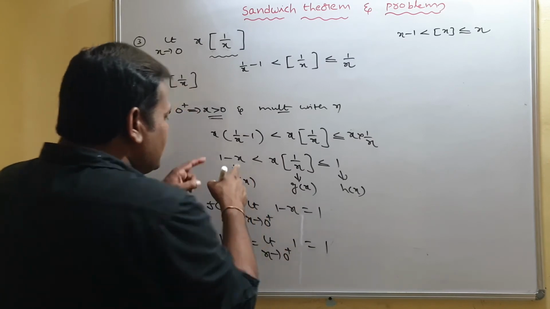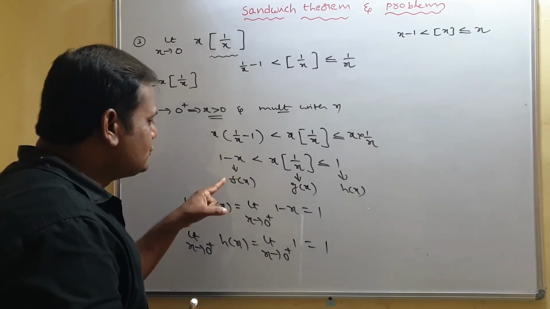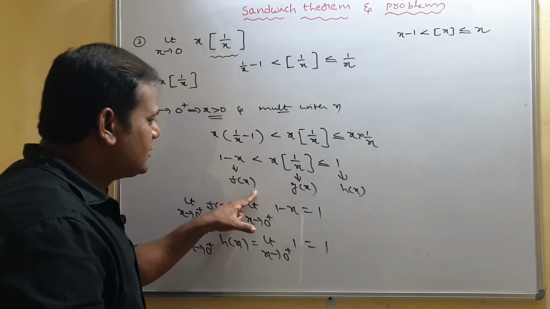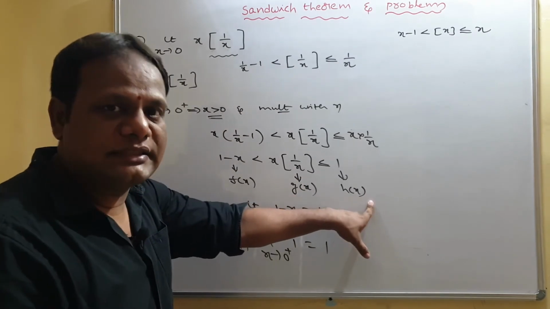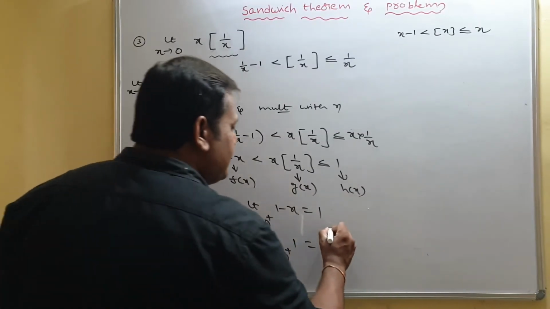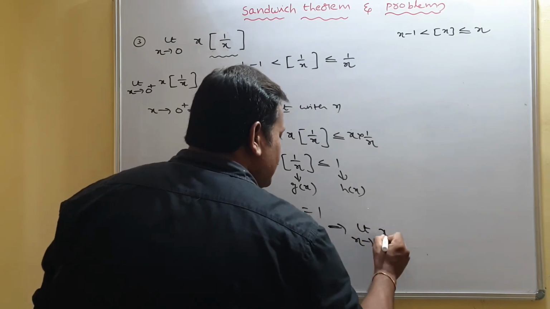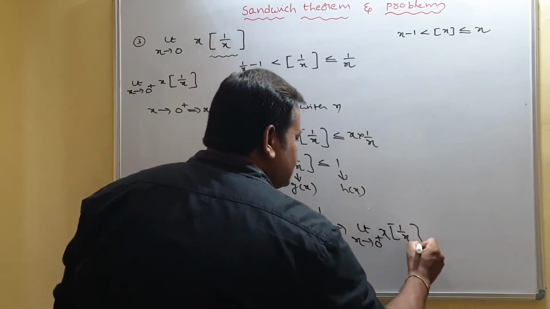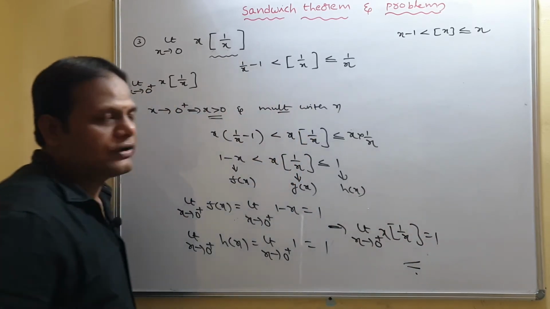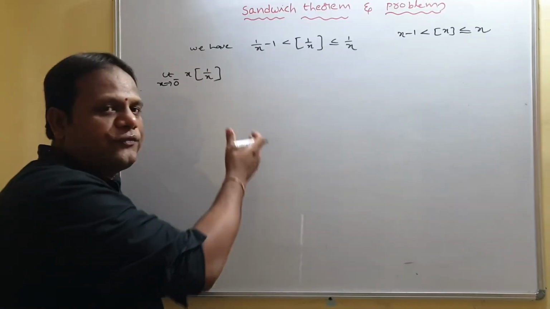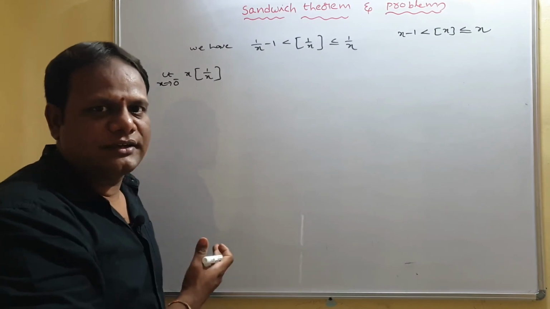Now limit x tends to 0 plus f of x is 1 and limit x tends to 0 plus h of x is 1. So limit x tends to 0 plus x into step 1 by x is also 1. Now we find the left limit of the function at 0.